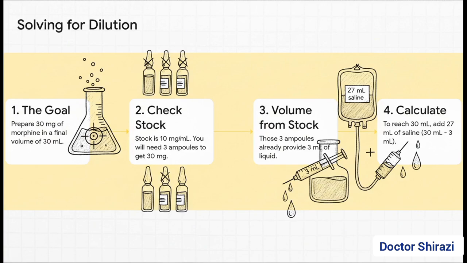Now here's the key part. Those 3 ampules already contain 3 milliliters of liquid. So to get to our target of 30 milliliters total, we just subtract that 3 from 30, which tells us we need to add exactly 27 milliliters of saline. See? No formula, just logic.